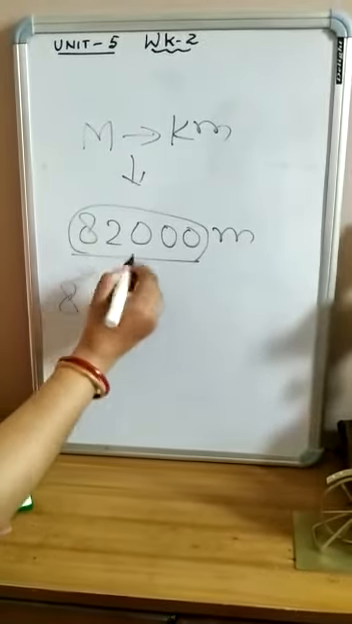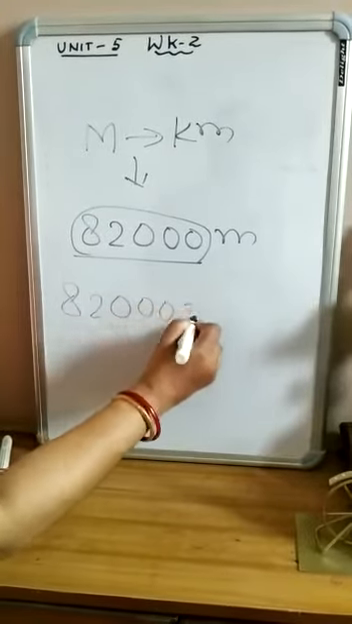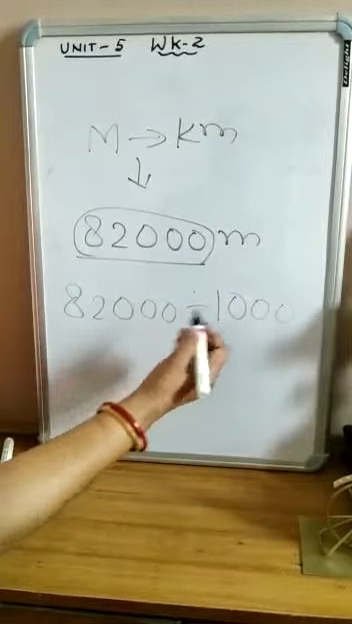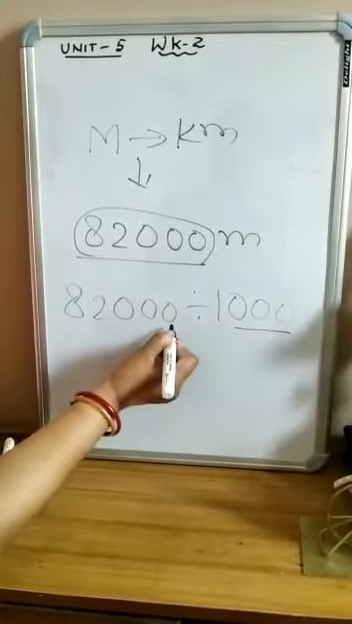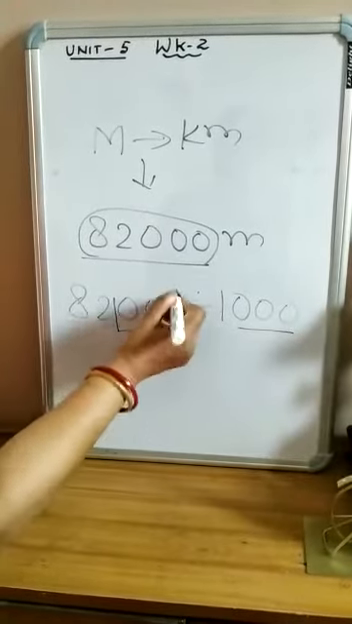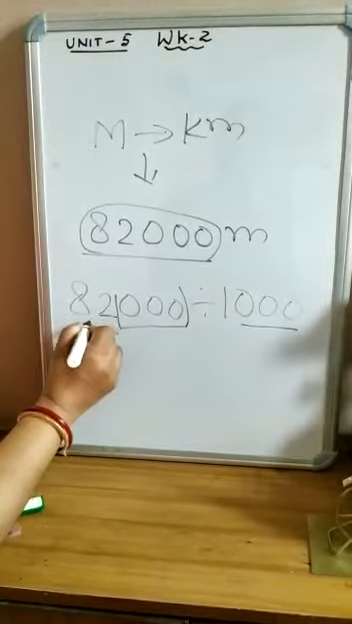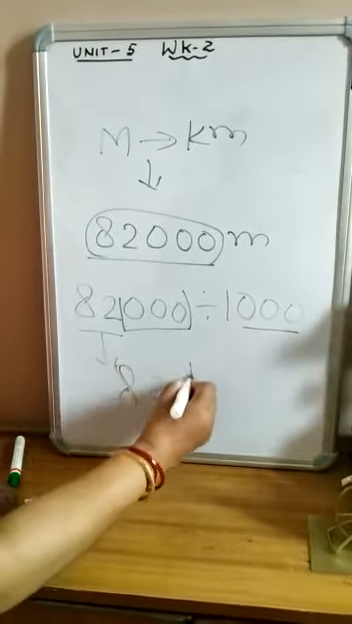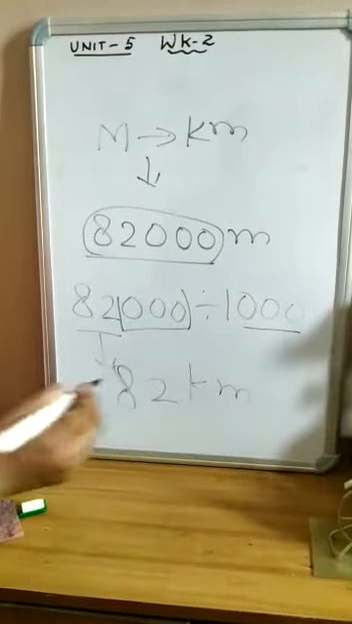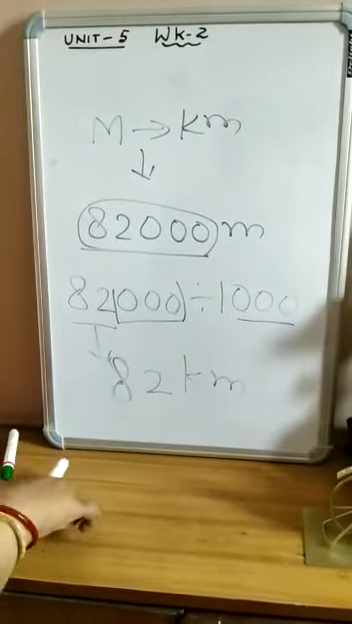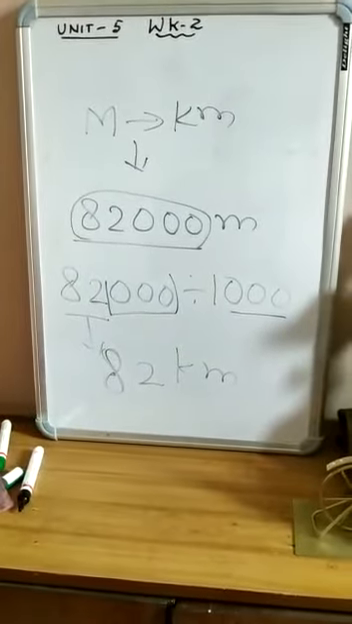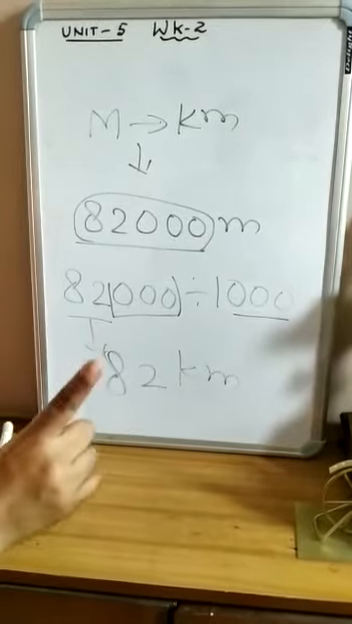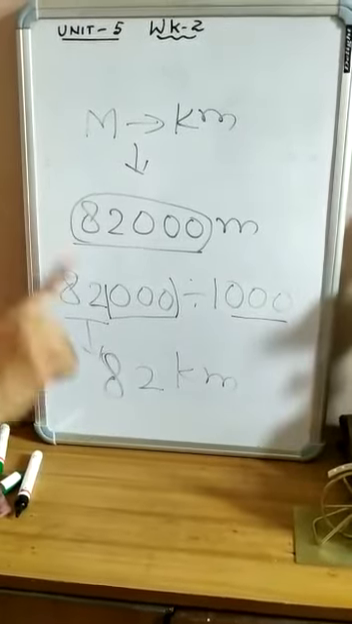Right? Now, when a number is divided by 1,000, 1,000 is having 3 zeros. We remove these 3 zeros from the right side. So 82 is left. This 82 will become 82 kilometer. So in this way, children, you will solve converting from the smaller unit to the bigger unit. What we will have to do? We will have to do division. When we convert centimeter into meter, divide by 100. When we convert meter to kilometer, divide by 1,000.